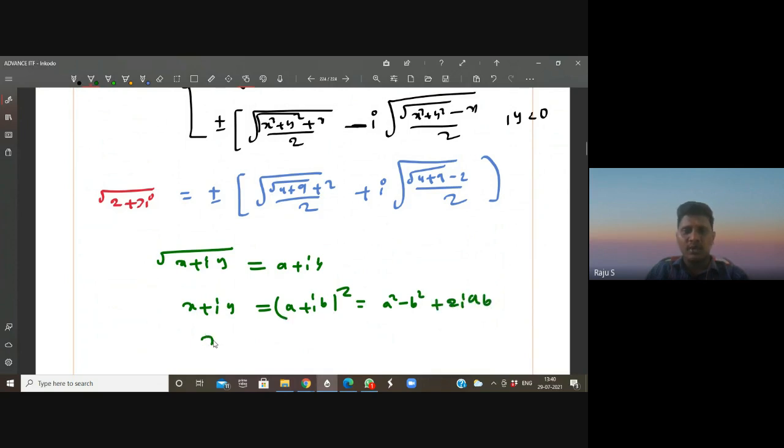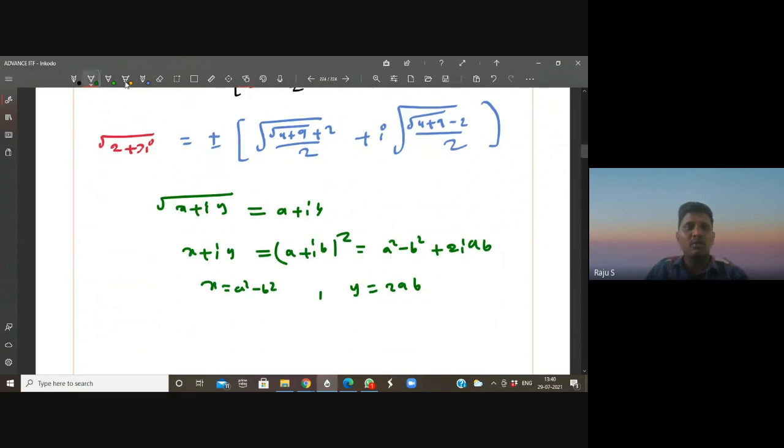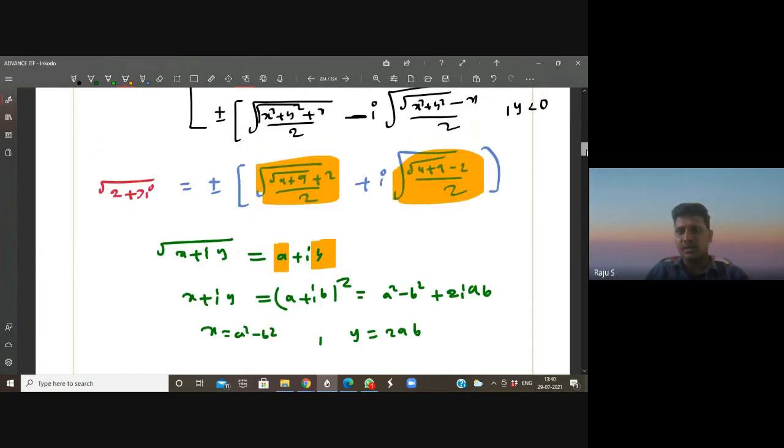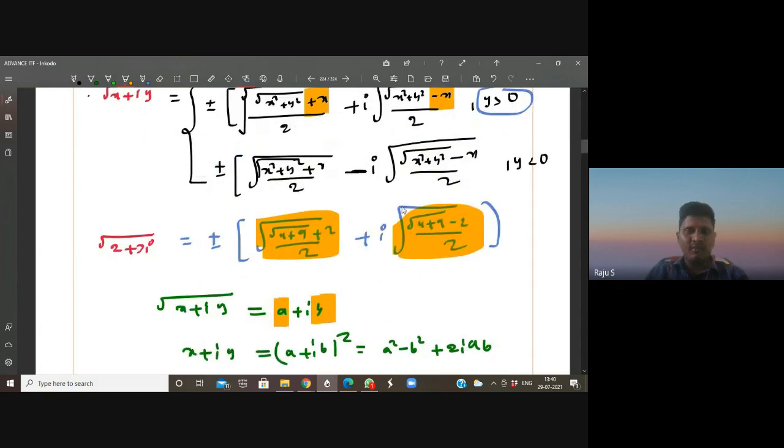When we compare here, x is equal to a square minus b square and y is equal to 2ab. After that, we have to find a and b in terms of x, y. So we get the a value like this, and the b value like this. Instead of deriving that, the derivation part is easy, it's better to remember the formula.